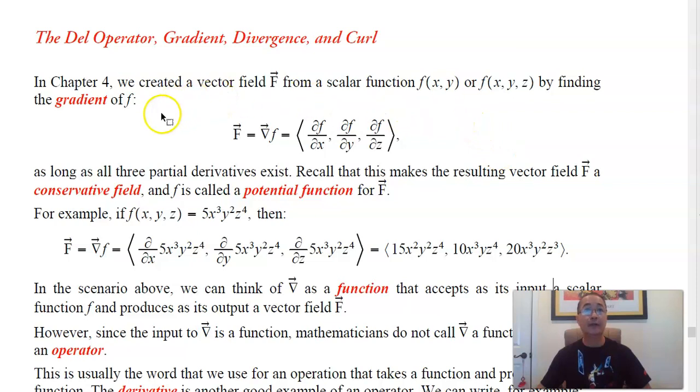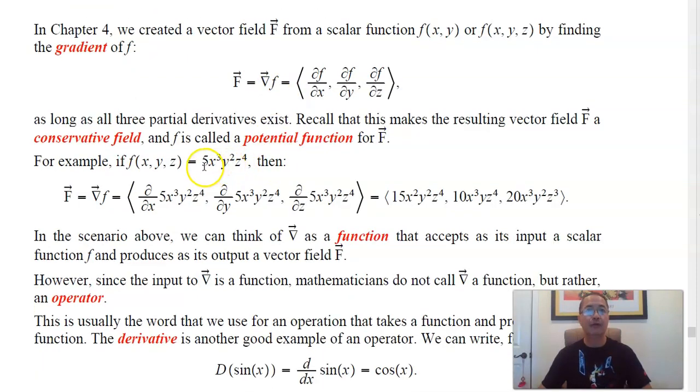Alright, so this is how we constructed the gradient of a scalar function. This was the symbol, the nabla symbol with an arrow on top. So basically we just take the three partial derivatives of our function and we put them together into a vector. Okay? So we said that if a vector field has this form, then it's what we call a conservative field, and our function f is called a potential for that field.